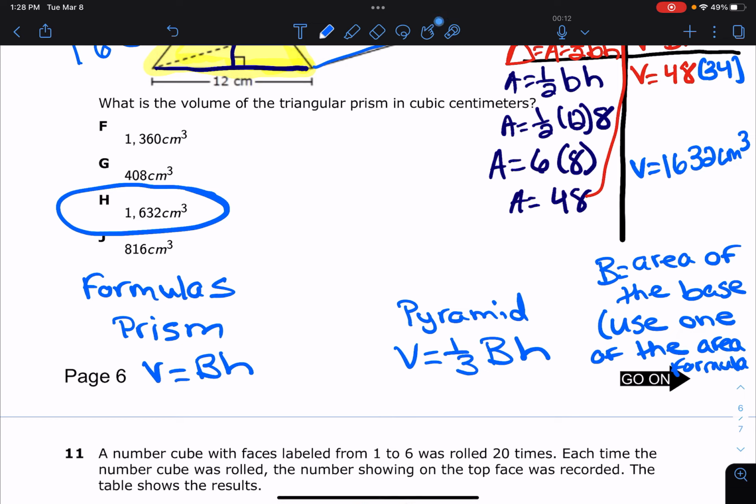So for that section, for the big B, you're going to use one of the area formulas. It's important for you to understand that. For the big B, you're plugging in a whole other formula. So you'll use this to help you with the volume ones. Then when you're done with the volume ones, you'll go on to your next section.